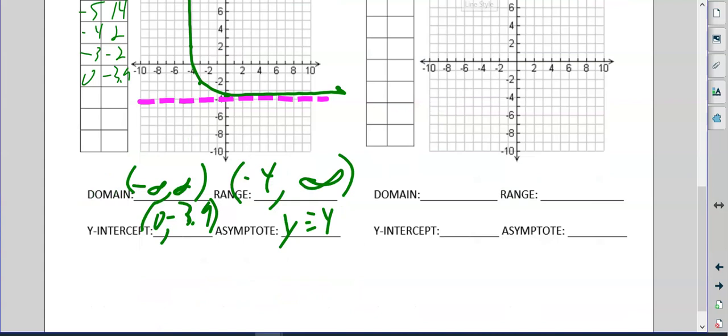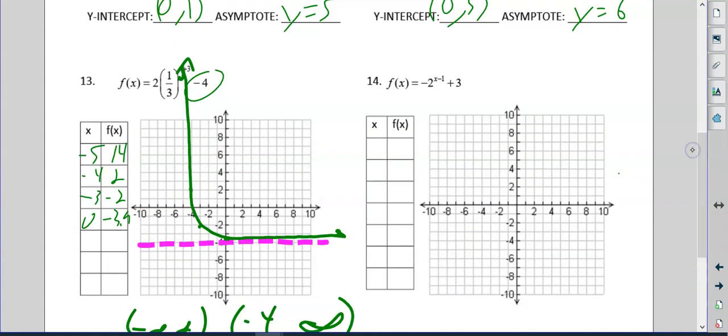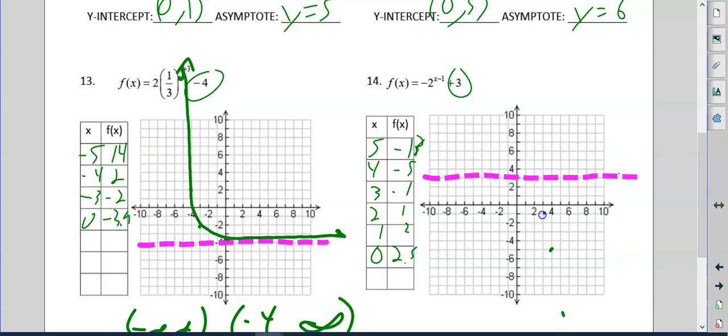On number 14. We have 5, -13, 4, -5, 3, -1, 2, 1, 1, 2, and 0, 2.5, approaching this 3, which is our asymptote. I like to draw that in again. Okay, 5, -13, somewhere down here, just something to aim for. 4, -5, 3, -1, 2, 1, 1, 2, and 0, 2.5, right about there. So we're going to come up, approach the line, and ride it on out.